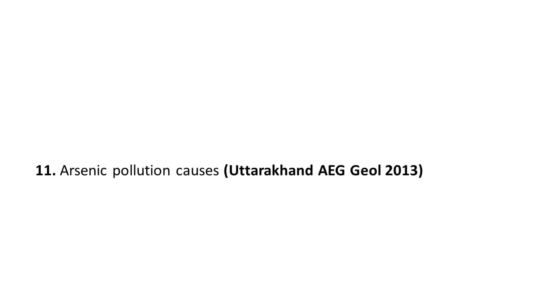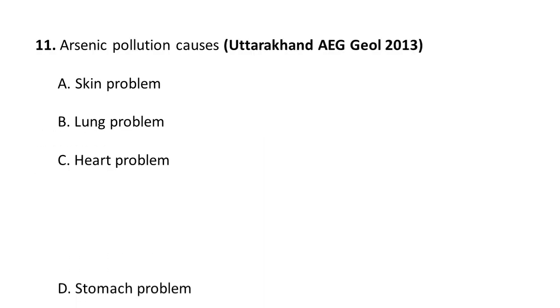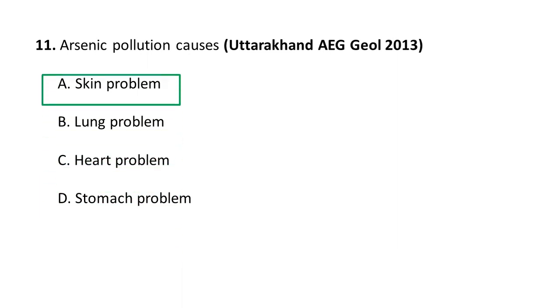Next question. Arsenic pollution causes A. skin problem, B. lung problem, C. heart problem, D. stomach problem. Arsenic pollution causes a skin problem. The long-term exposure to arsenic can cause skin problems, including hyperpigmentation, that is nothing but the darkening of the skin patches, and warts and lesions. So these are warts and other skin lesions, and hard patches can develop on the palms of the hands and soles of the feet. So arsenic pollution causes skin problem. A is the correct option.